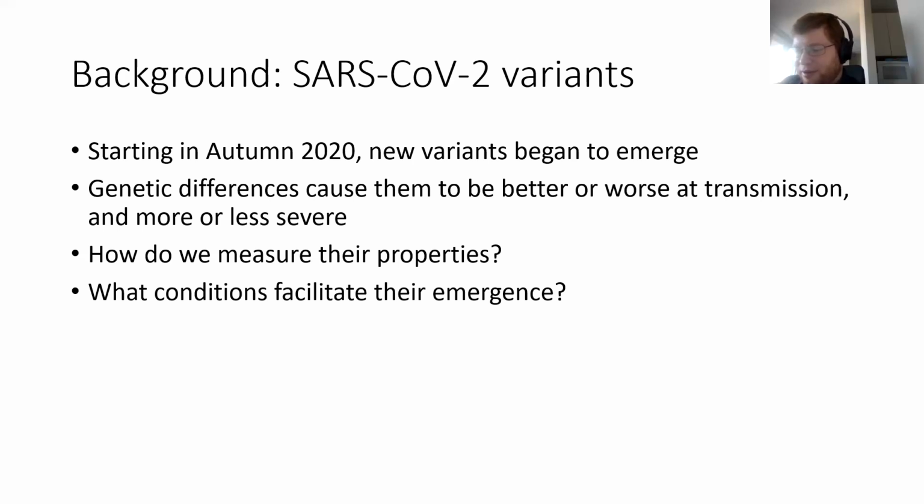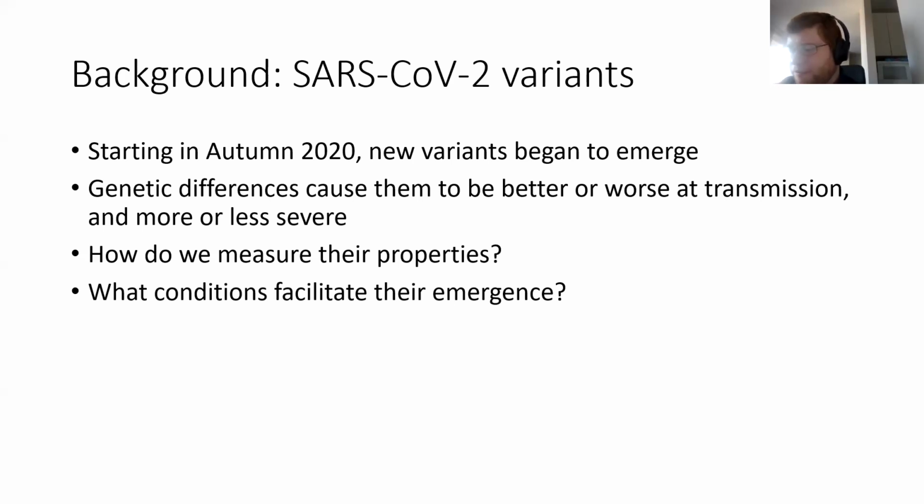These mutations on the viral proteins cause them to be better or worse at spreading, and also to have more or less severe effects, such as severe illness or mortality. This is obviously very important to discover, the properties of these variants. For instance, at the very start of the Omicron wave, people were saying that it seems to be milder. Well, how can you measure that? How do you measure that?